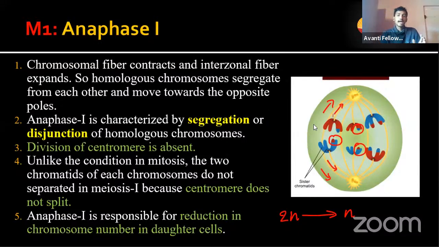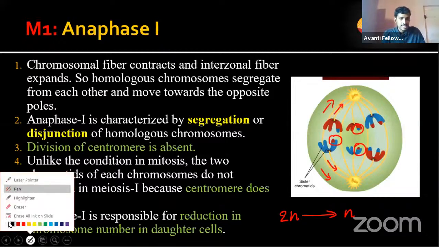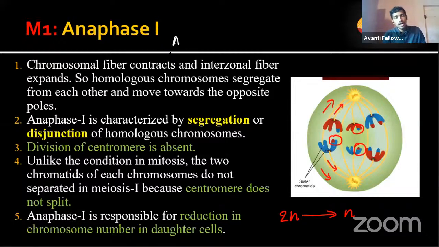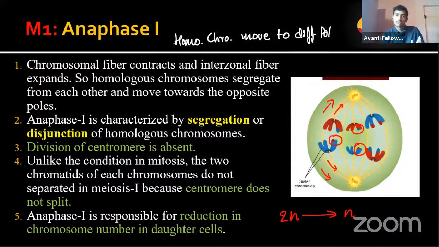What happens in anaphase? The homologous chromosomes will go to different poles. I will write it in a simple line here: homologous chromosomes move to different poles. So that's what happens here.